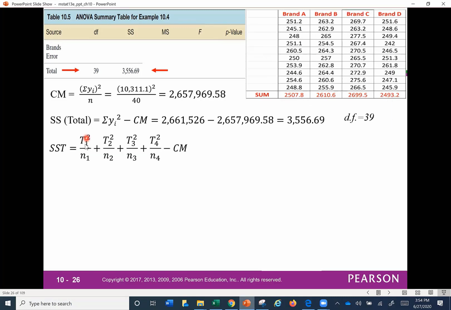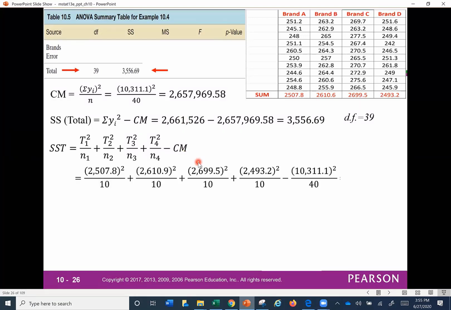Here T1 is the sum of all values in this column, and we need to square this quantity, and Cn is the correction value. Let's substitute all of these expressions in my formula, and you see here is the third brand. The sum of all of these results should be squared and divided by 10, because we have 10 observations here. Then when we compute all of this, we will obtain that the sum of squares treatment is equal to 2,794.